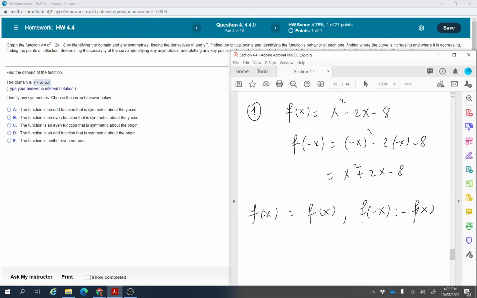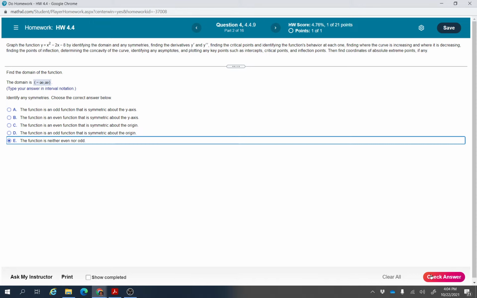And we can also have symmetry with respect to the x-axis. So for that we just have to replace y by negative y. So these are some tricks we already know, and we can use this fact here. By using this fact you can see that this value is not equal to f of x, and this value is not equal to the negative of the original function. So it's not symmetric with respect to the x-axis, y-axis, or origin. So that means it's neither an even function nor an odd function. The function is neither even nor odd.